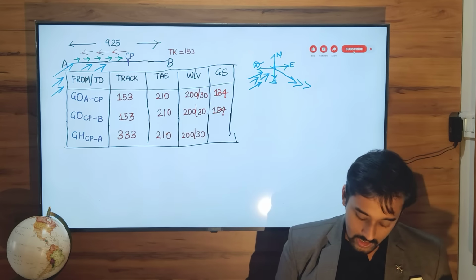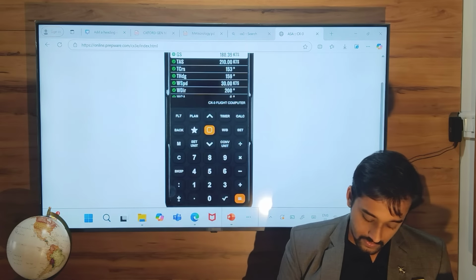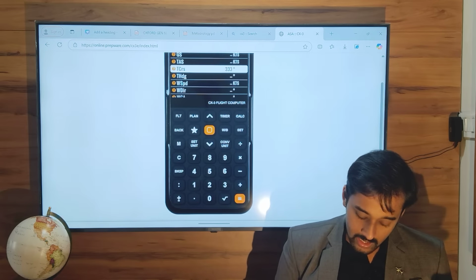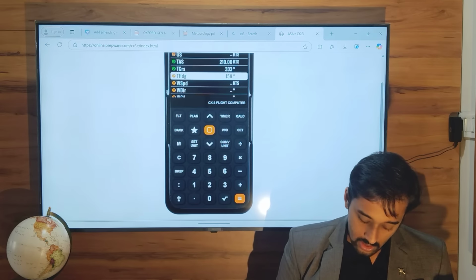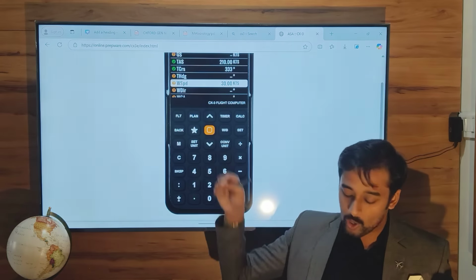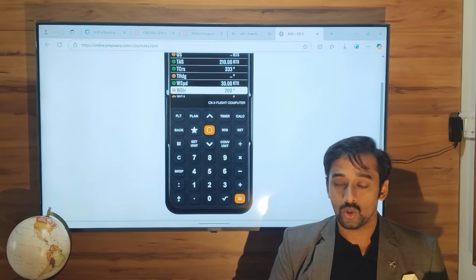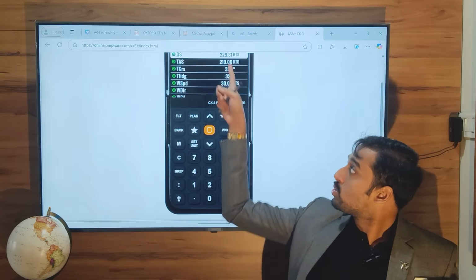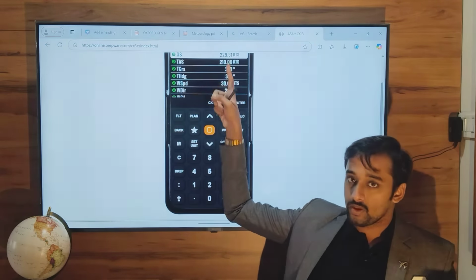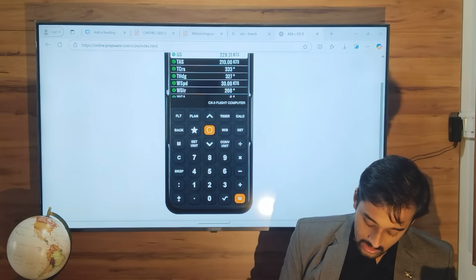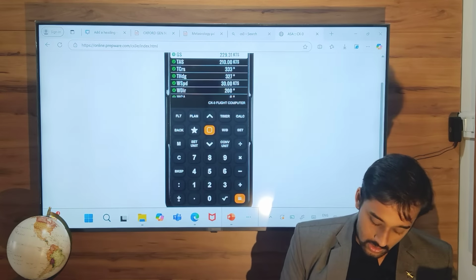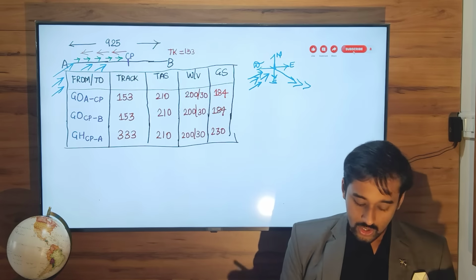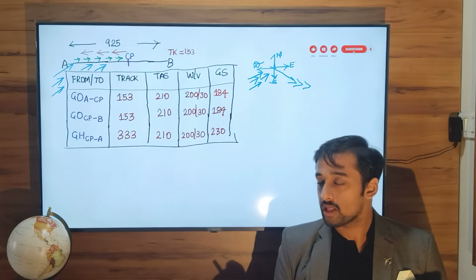So let's put the new values in CX3. TAS the same, 210. True course will be 333. Go down to wind speed, 30 knots. Wind direction 200. And now your new ground speed is 229.31. Okay. So let's make it 230. So with this we have completed the table.